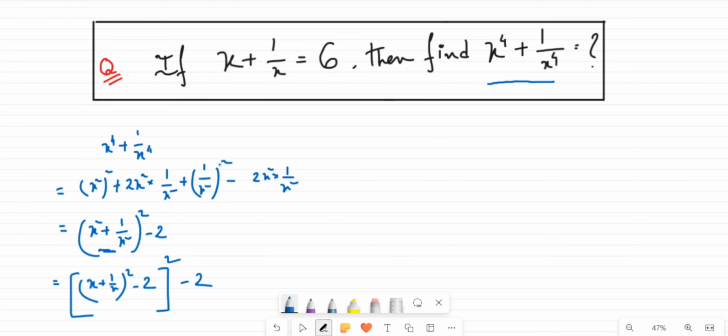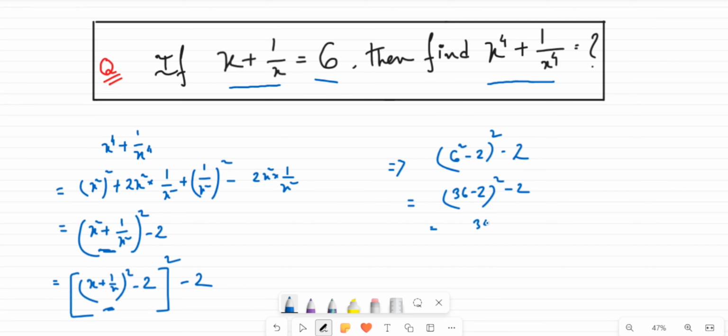Now we have been given the value of x plus 1 by x as 6, right? So we just have to put the value 6 into this equation. So we can write (6 square minus 2) whole square minus 2, right? Again, 6 square means 36. (36 minus 2) whole square minus 2, right? That means 34 square minus 2.